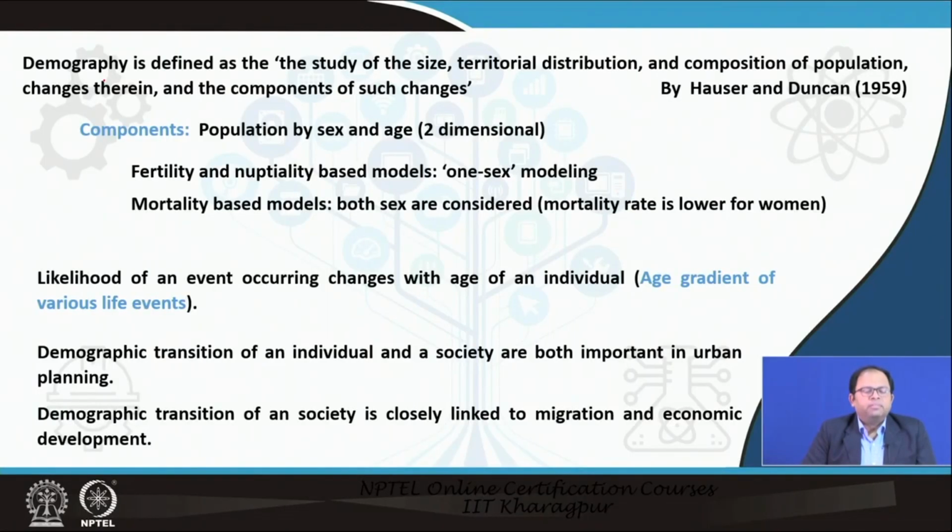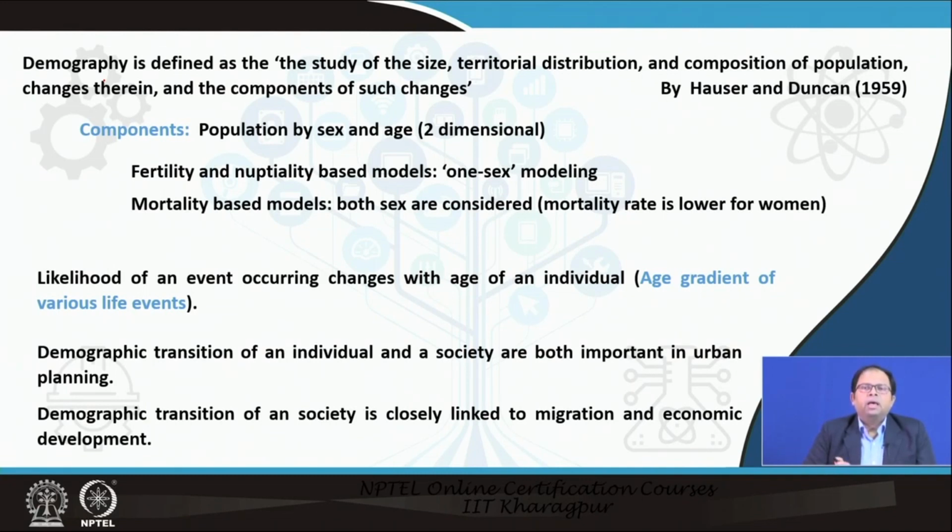Hauser and Duncan defined demography as the study of the size, territorial distribution and composition of population, changes therein and the components of such changes. What it means is demography is not only the study of the total population, but how it is spread over a particular area and the total composition of the population. We can always divide the population into different components, such as based on gender, based on the different age groups, or even based on income of the different households. We can divide the population in a 2-dimensional way or a 3-dimensional way.